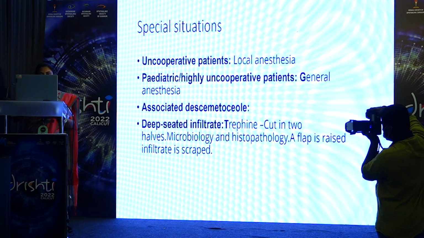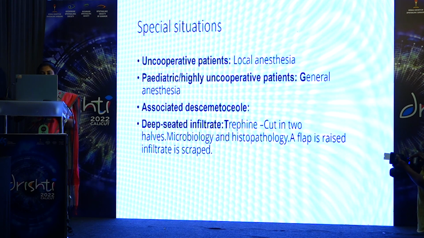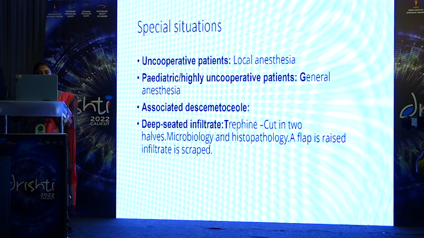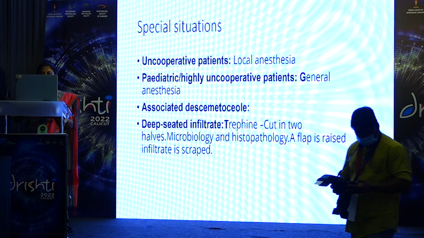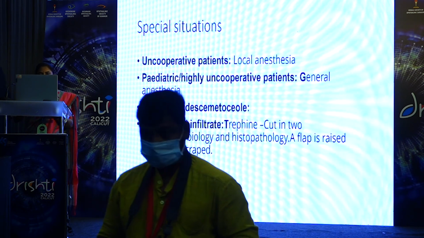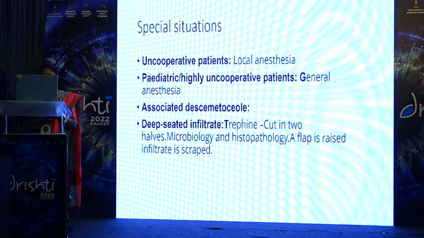Now, there are certain special situations where we may have to go for other modalities, like local anesthesia other than topical anesthesia, especially in case of uncooperative patients or pediatric patients. In highly uncooperative patients, even GA may be required. When there is thinning, probably a GA might be required, like in descemetocele, to lower the IOP. And if the infiltrate is very deep-seated, you may have to trephine, get a small piece, cut it into 2, and send one piece for histopathology, another for microbiology. Another method is to raise a flap and scrape the deep infiltrate.